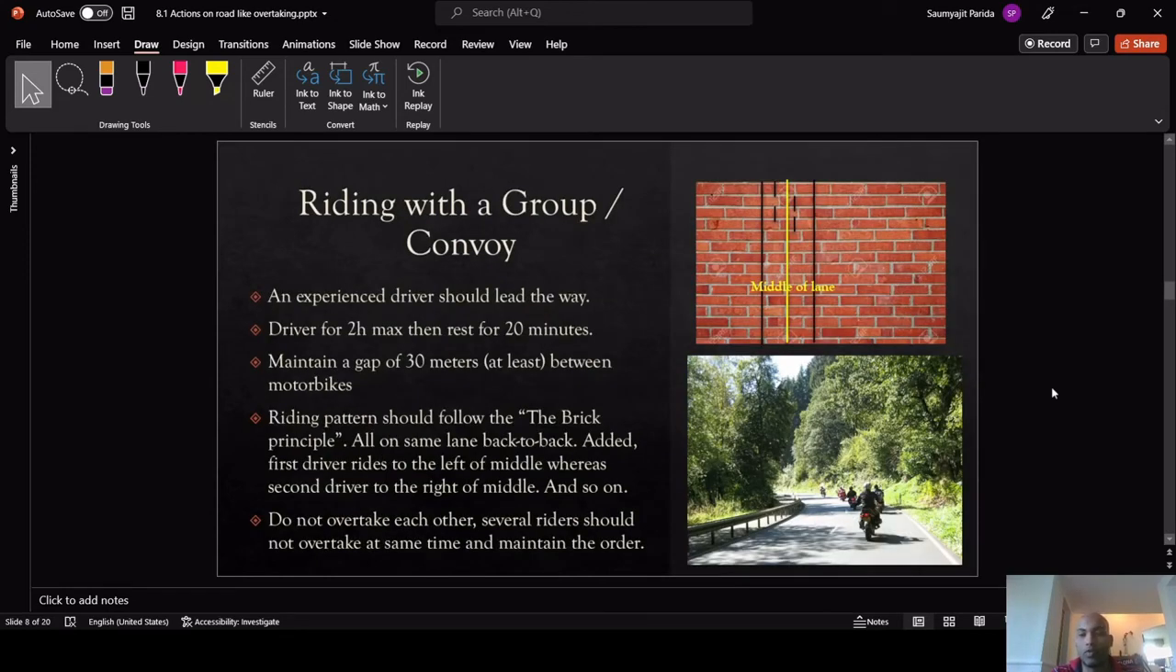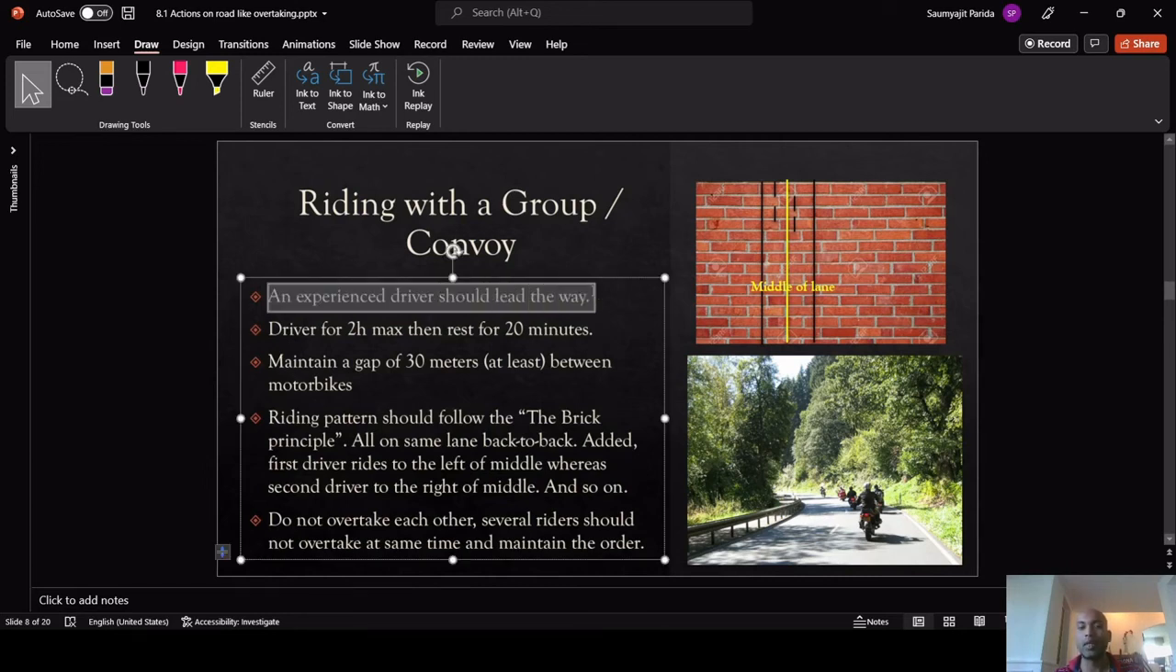Riding with a group or convoy. When you are driving in a group, like a group of motorcyclists, like a bikers gang, an experienced driver should lead the way. Drive for 2 hours max, then rest for 20 minutes. Maintain a gap of 30 meters between motorbikes. Suppose you are 10 people, maintain a gap of 30 meters between each bike, because if the leader suddenly brakes, there should be sufficient gap or stopping distance for you.